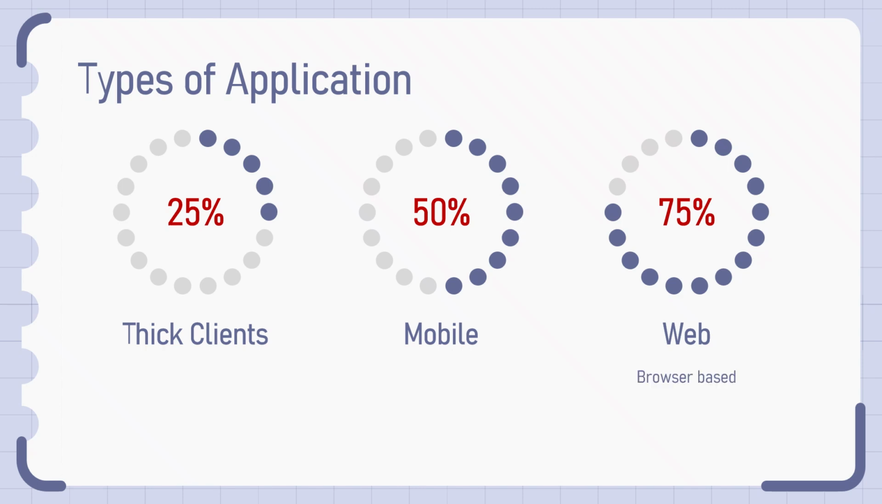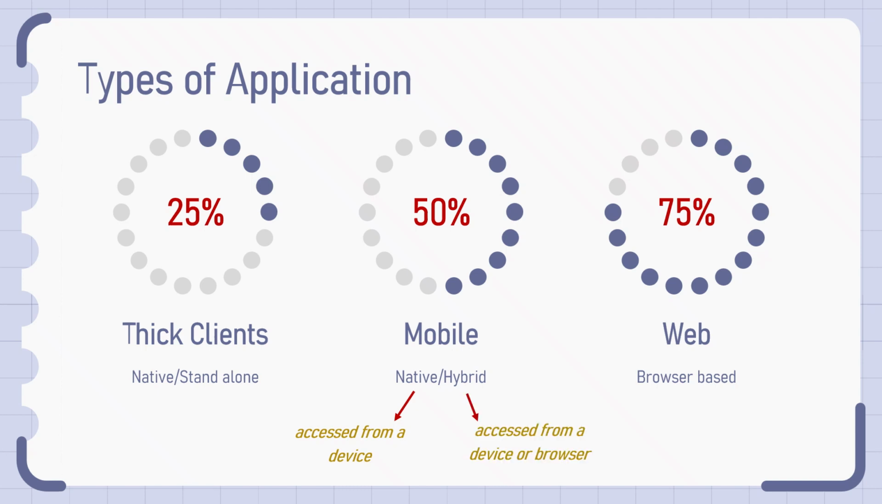Web refers to applications that are accessed directly from the browser. Thick clients are also called native or standalone applications. You can think of this as software that is installed on your computer and that communicates with a server sitting elsewhere in the network. Now, all of us know what mobile applications are, and even with mobile applications, we have native and hybrid mobile applications. Native applications are accessed only from a device, for example, from your mobile phone, whereas hybrid applications can be accessed both from a device and from a browser.